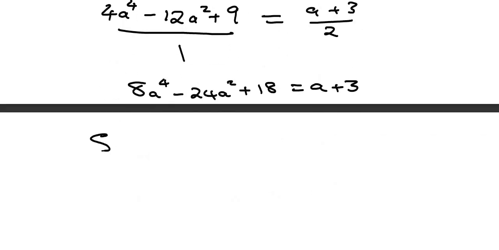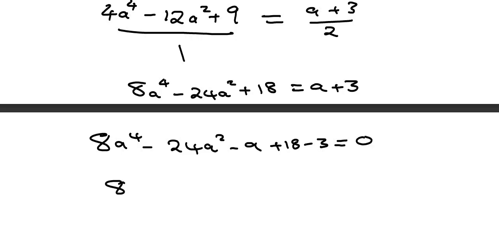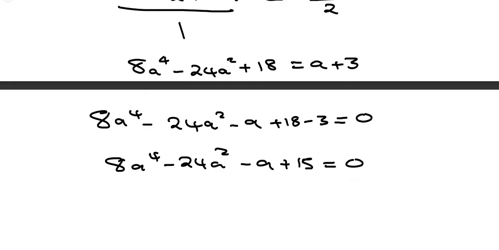Then this now becomes 8a to the 4 minus 24a squared, then minus a plus 18 minus 3 is equal to 0. This is 8a to the 4 minus 24a squared minus a, then this is plus 15 is equal to 0. Yeah, so now at this particular point, the expression has a power of 4, meaning this is a polynomial, and the best way that you can solve a polynomial is using a trial and error method so that we get its roots or its solutions.